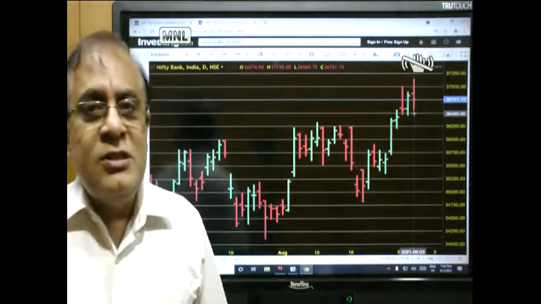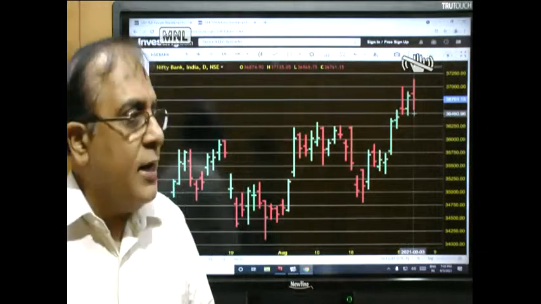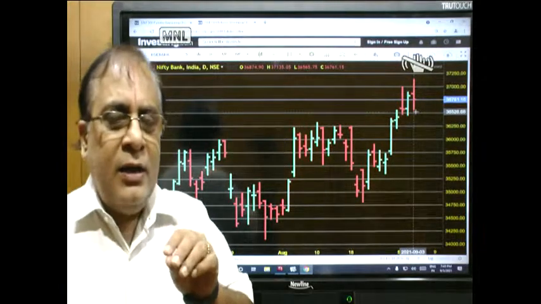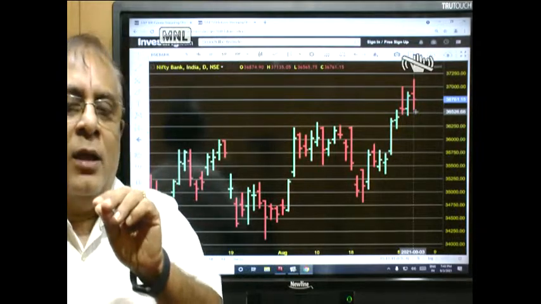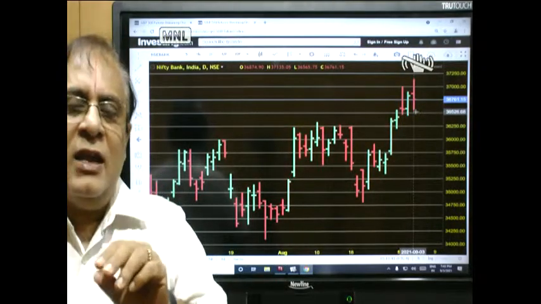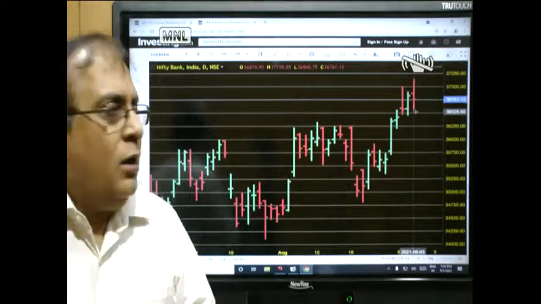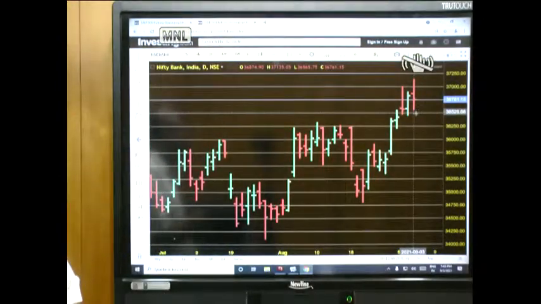So let us see what happens at 36,665. If at all 36,665 is going to be broken on intraday first, then in that case there could be a much faster slippage that could take place. So we will see this particular place. Just mark it 36,665, 100 points down from here for Bank Nifty. If it falls, will it have a much greater fall? Greater fall in the sense that probably we will be looking towards this particular place.